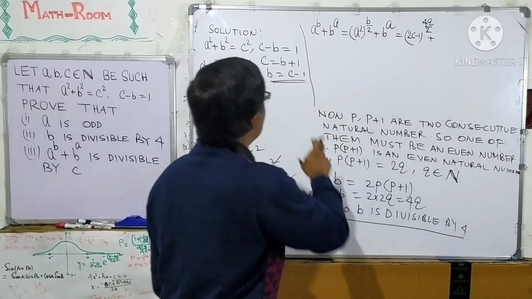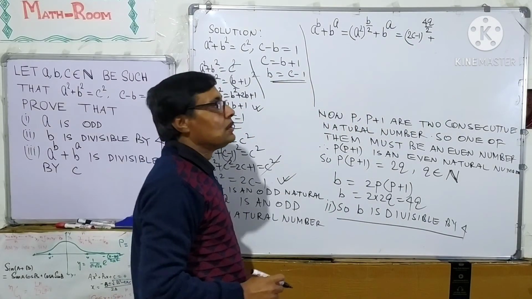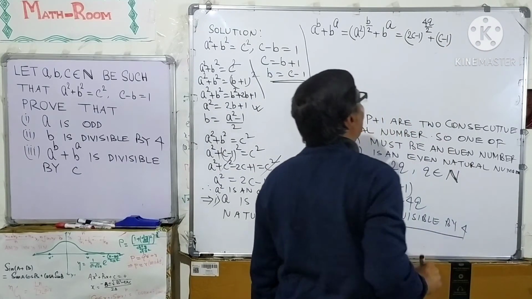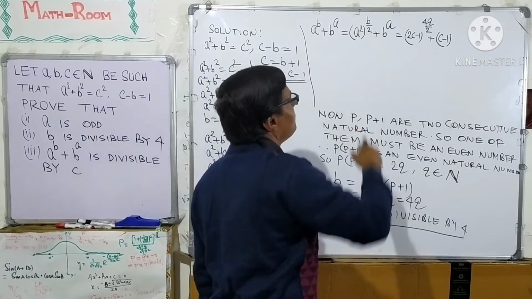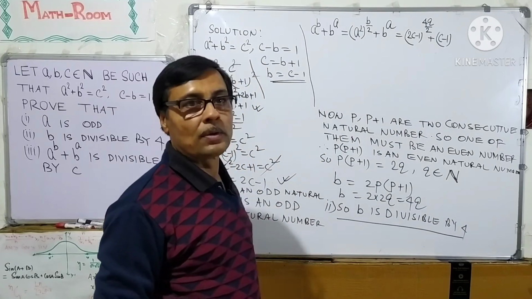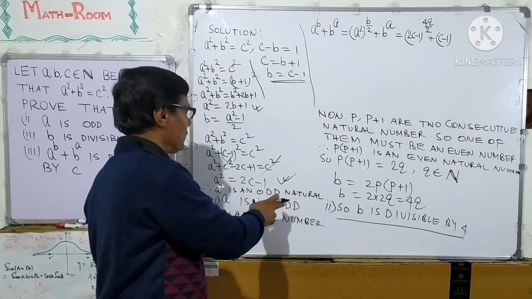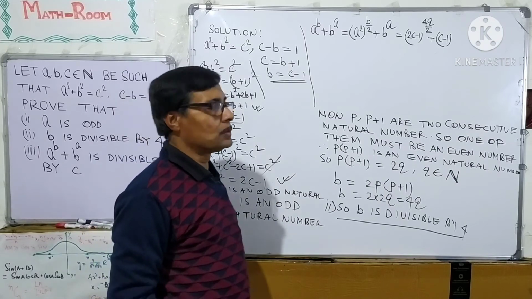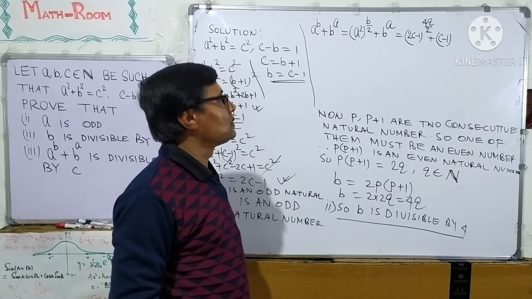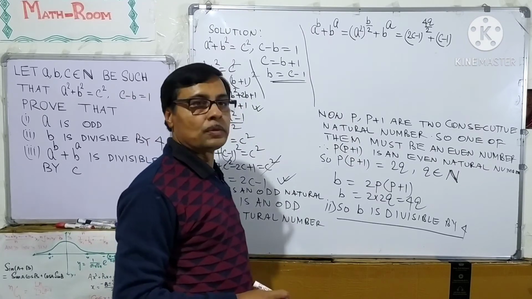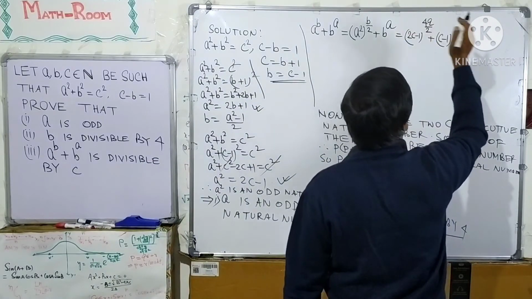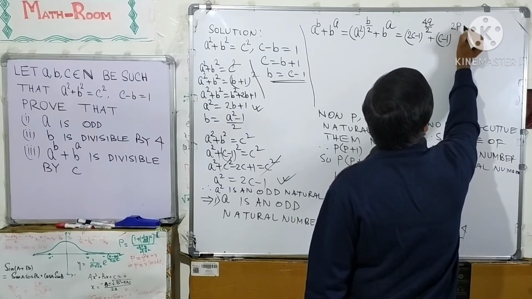b is also c minus 1, so c minus 1 to the power a. a is also written as 2p plus 1, because we have already proved a is an odd natural number. So a can be expressed as 2 into a natural number plus 1, that is 2p plus 1. We have already assumed a equal to 2p plus 1, so we can put a equal to 2p plus 1 here.